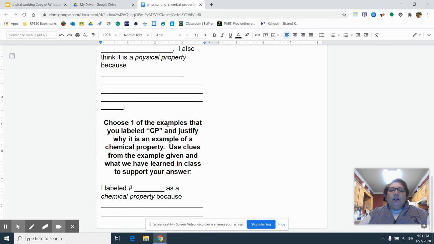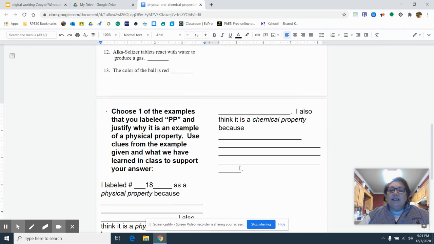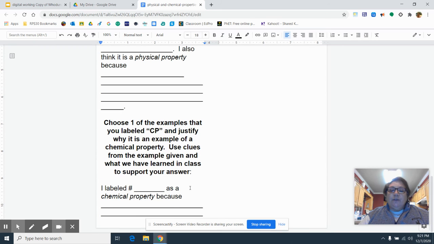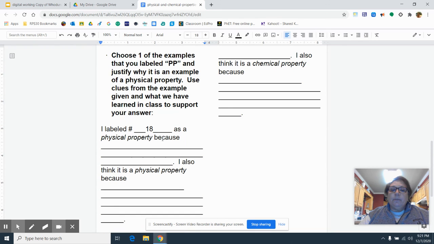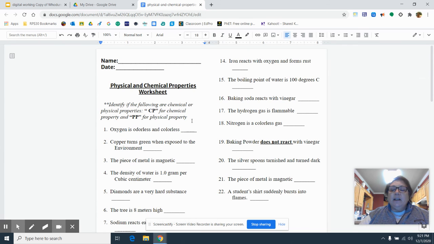Then down here, you're going to choose whatever one it was that you picked as a chemical property, and you do the same thing. You are justifying your answers. If you do not get done with this second page today, don't worry about it. On Wednesday, we are going to correct the whodunit, and I will give you guys time to work on this.